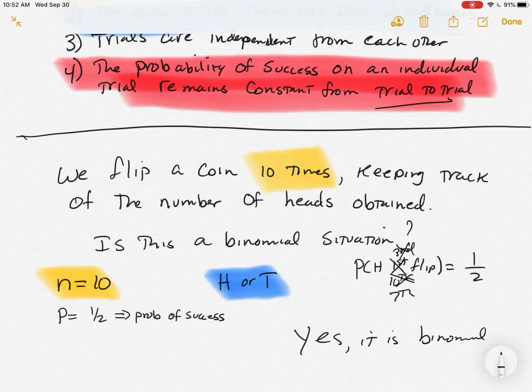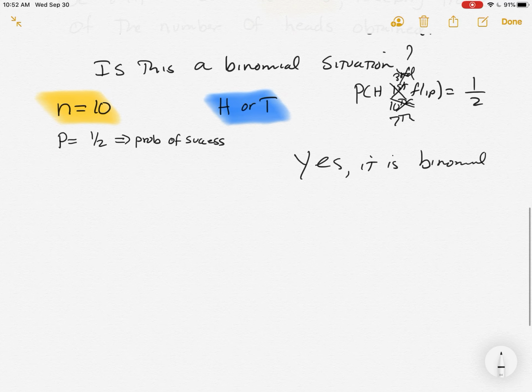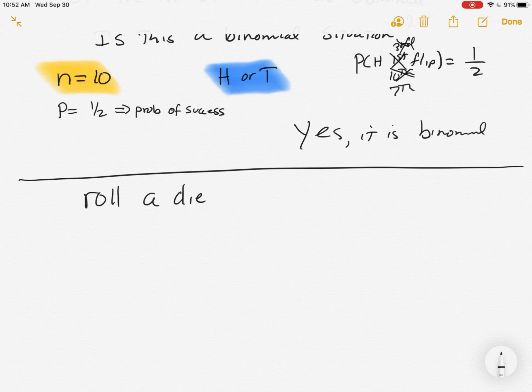Awesome. Okay, so now we're going to look at another situation. Let's suppose we roll a die 7 times, keeping track of the numbers rolled.